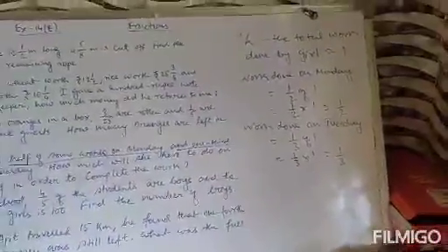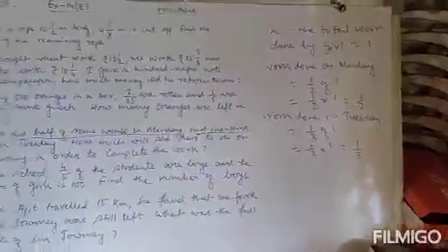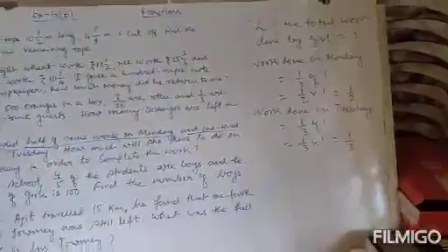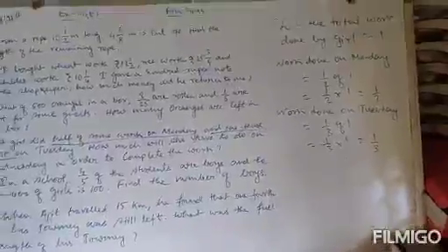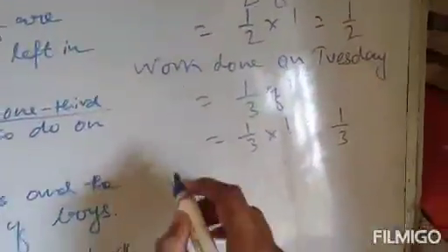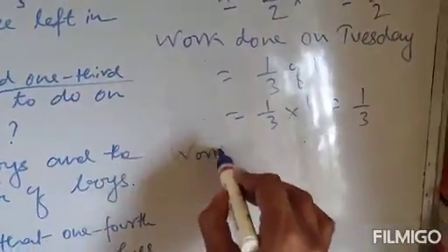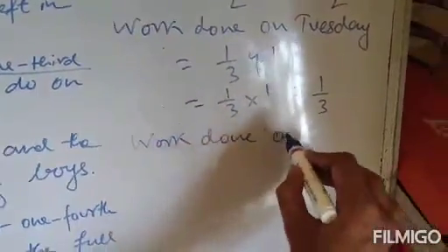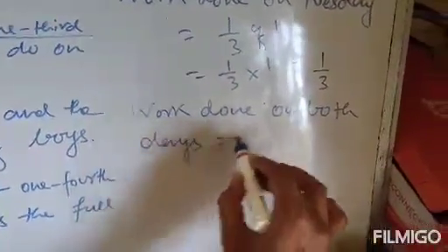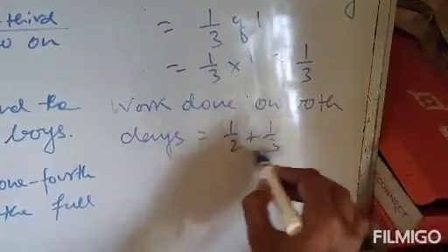So total work done by her on Monday and Tuesday will be 1/2 plus 1/3. Clear? And the remaining part she had done on Wednesday. So remaining part means 1 minus the sum, because 1 is the total part of work. Clear? So let's find out the work done on both days equals 1/2 plus 1/3.